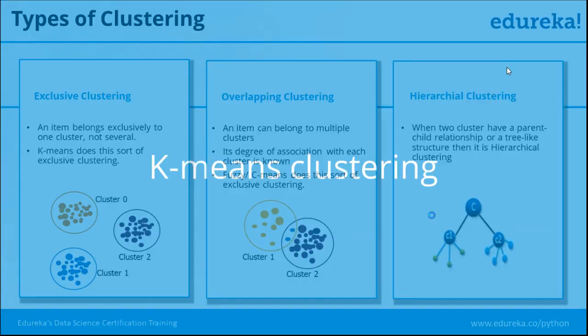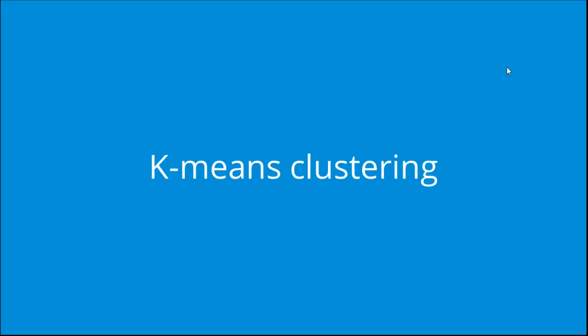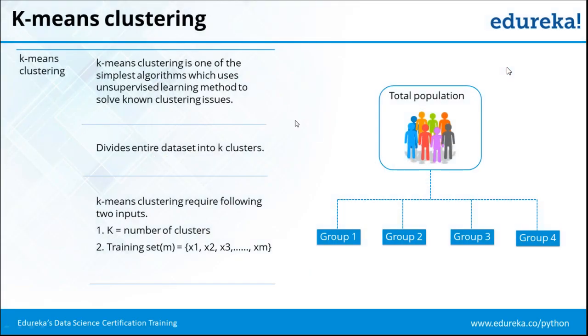And let's talk about the topic of today, that is K-means clustering. K-means clustering is one of the simplest algorithm techniques which uses an unsupervised learning method to solve clustering issues. So we have the clustering issues which we need to solve using K-means clustering.